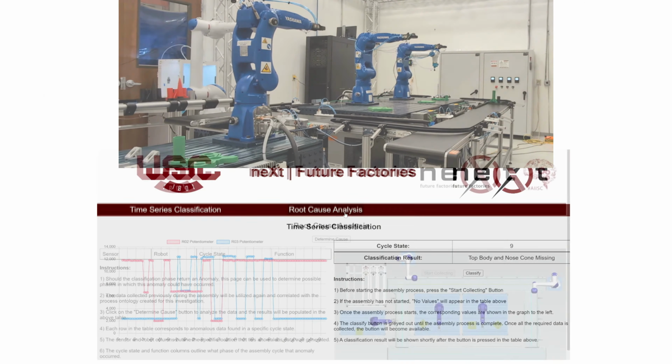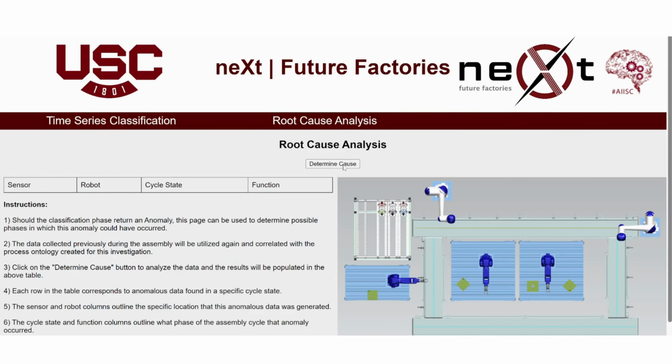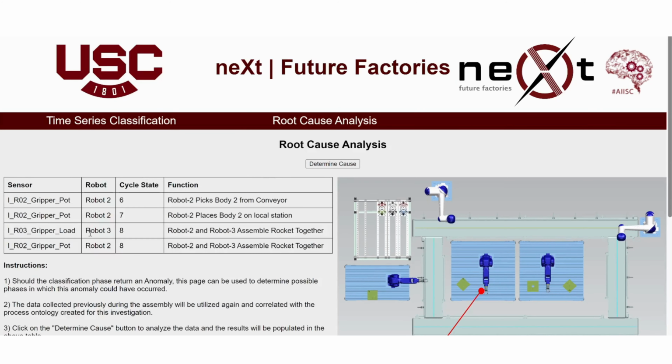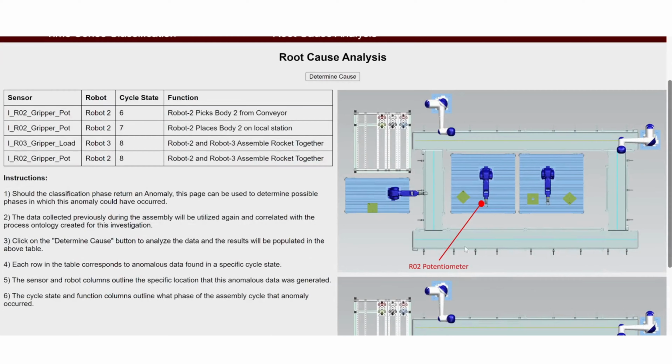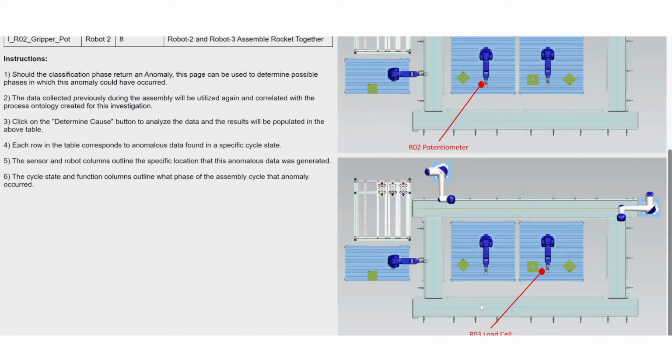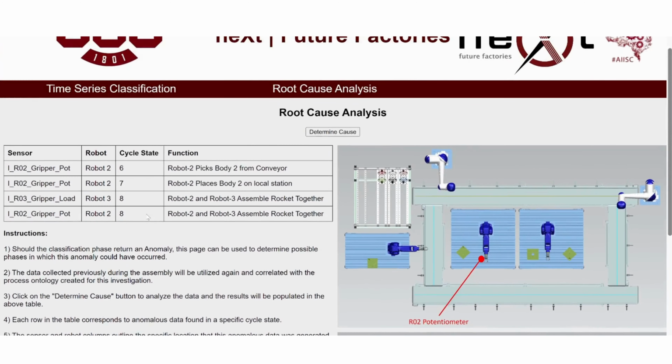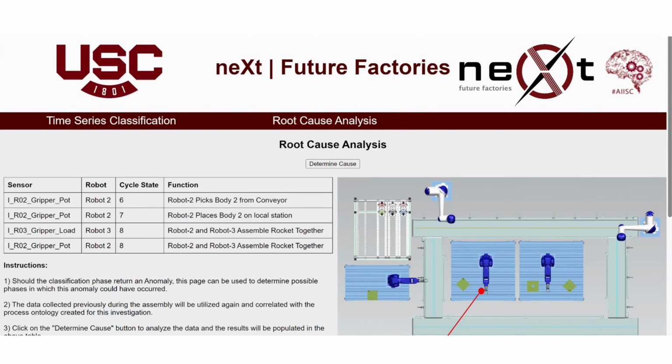Using the proposed dynamic process ontology, explanations can be generated for anomalies detected. It can be noticed that the ontology sheds light on this anomaly by answering which sensors and robots are responsible for the anomaly detected by the model, and what were the functions of these robots in each cycle state. These additional insights will aid the domain experts in planning the next steps.